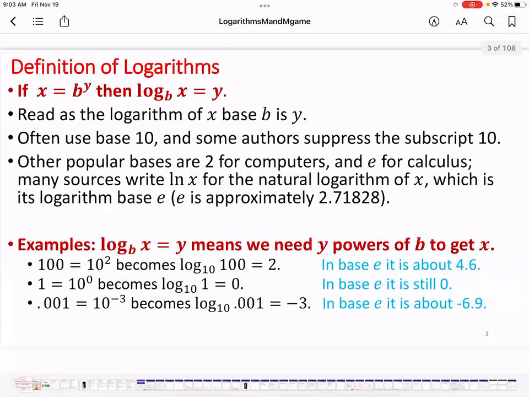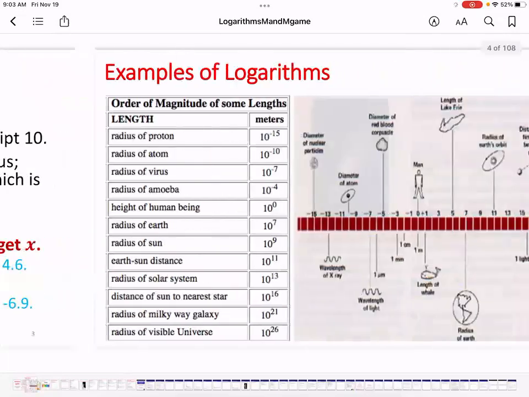So, just to have a couple of examples, if 100 is 10 squared, then we'd say the log of 100 base 10 equals 2. I'm not going to go through the rest. I'm assuming you've seen how to do computations like this.